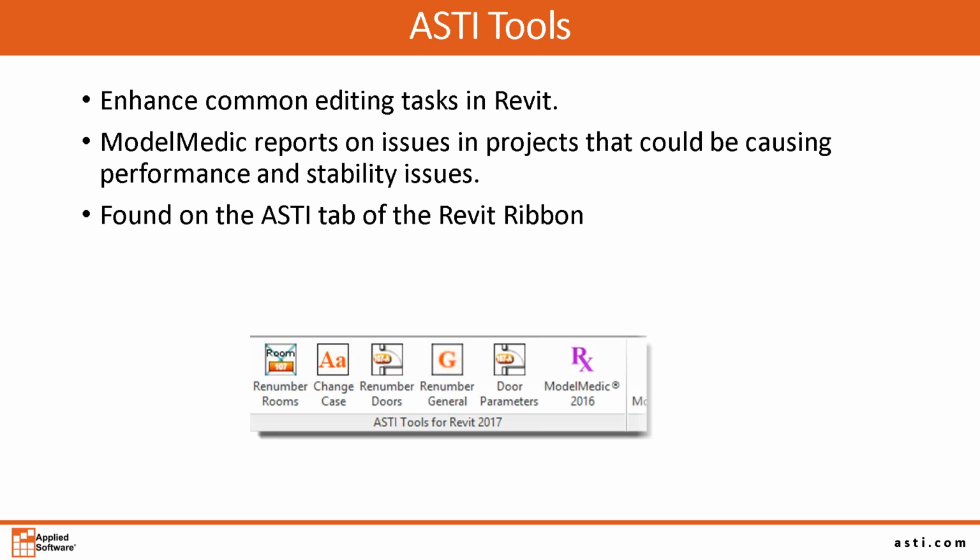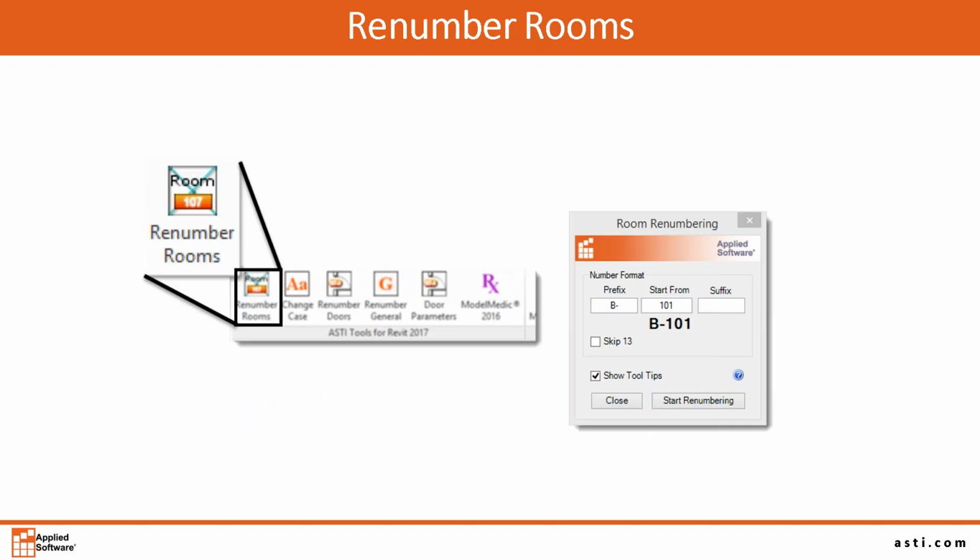What are they? Simply put, ASTI tools were designed to increase your efficiency and save you time. First, let's talk about some of these tools. Starting off with the renumber rooms, just as it sounds, it's a tool to renumber rooms. This tool renumbers rooms in the order you select them. You can specify a number to start with, and then the tool increments from there. You can also add prefixes and suffixes, and for those of you who are superstitious, you can even skip the number 13.